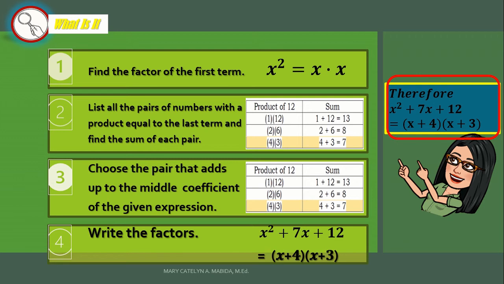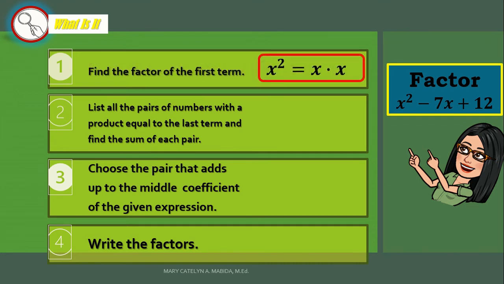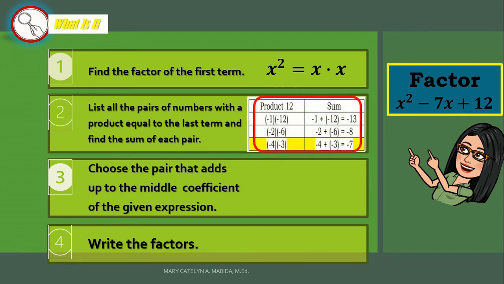Let's have another example. X squared minus 7x plus 12. Step 1. Find the factors of the first term. We have x squared and the prime factors are x times x. Step 2. List all the pairs of numbers with a product equal to the last term and find the sum of each pair. So we have negative 1 times negative 12 is 12. Negative 2 times negative 6 is 12. Negative 4 and negative 3 is 12.